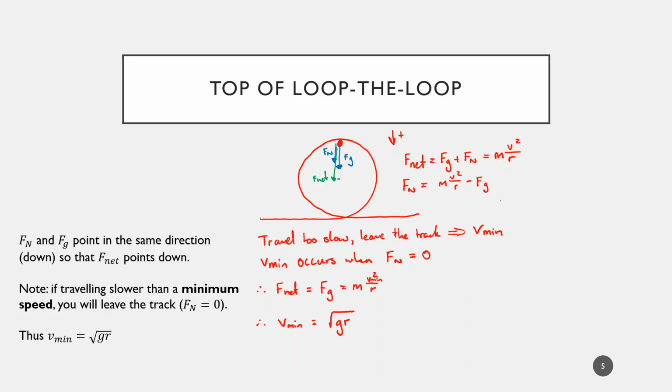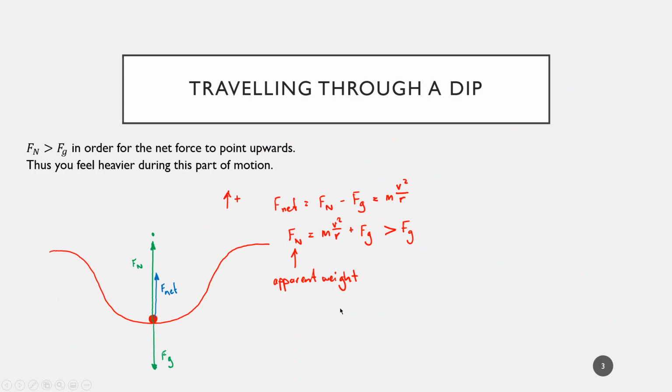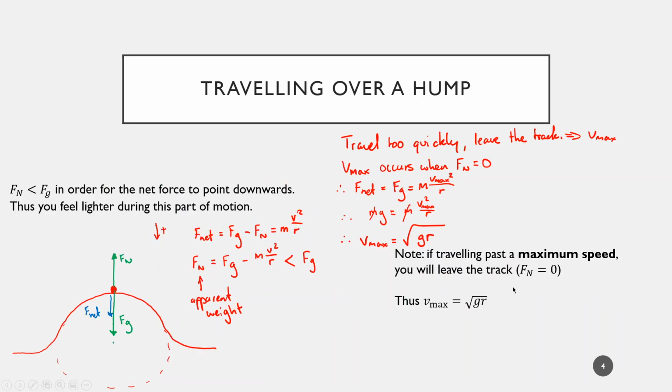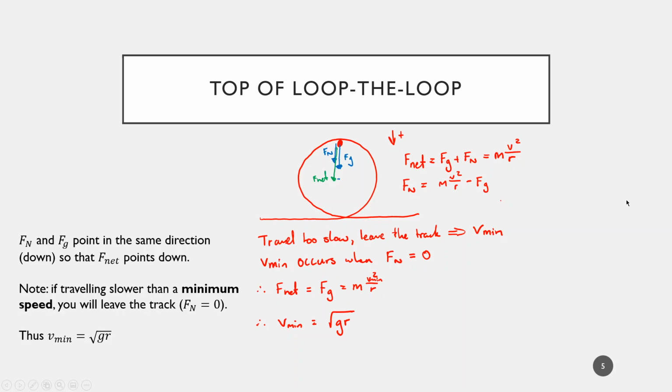You've got 3 situations. We've got traveling through a dip. We've got traveling over a hump, where you've got some kind of maximum speed you can travel before you leave the hump. And you're traveling over a loop-the-loop. At the top of the loop, there's some kind of minimum speed you need in order to make it all the way around. And we've got ways of calculating those things.